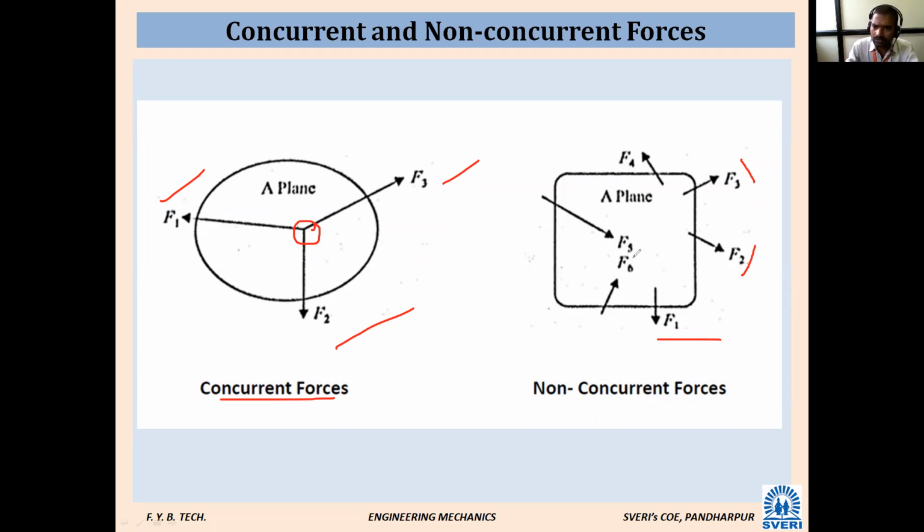Whether all the forces F1 to F6 are acting at one point? सभी फोर्सेस No, sir. लाइन ऑफ एक्शन निकाले तो एक ही पॉइंट पे एक्ट होता है क्या? No. It means, it is called a non-concurrent force system. Non-concurrent forces. Is it clear what is concurrent and what is non-concurrent?